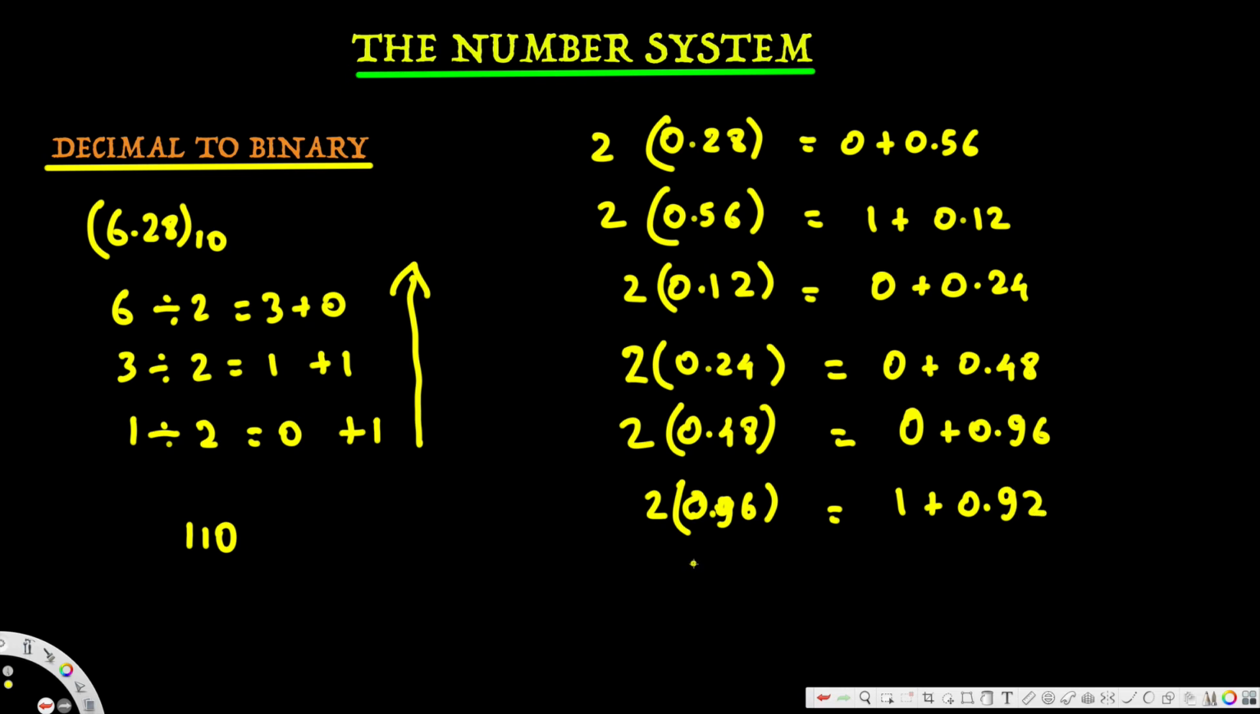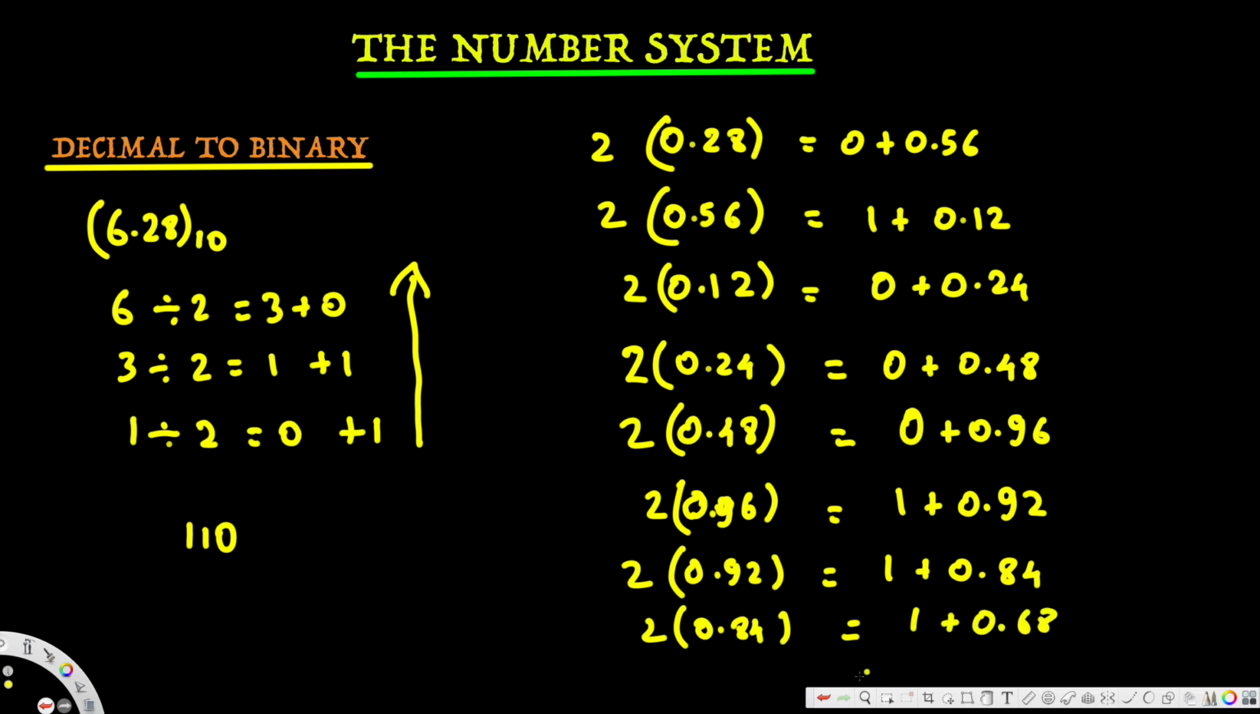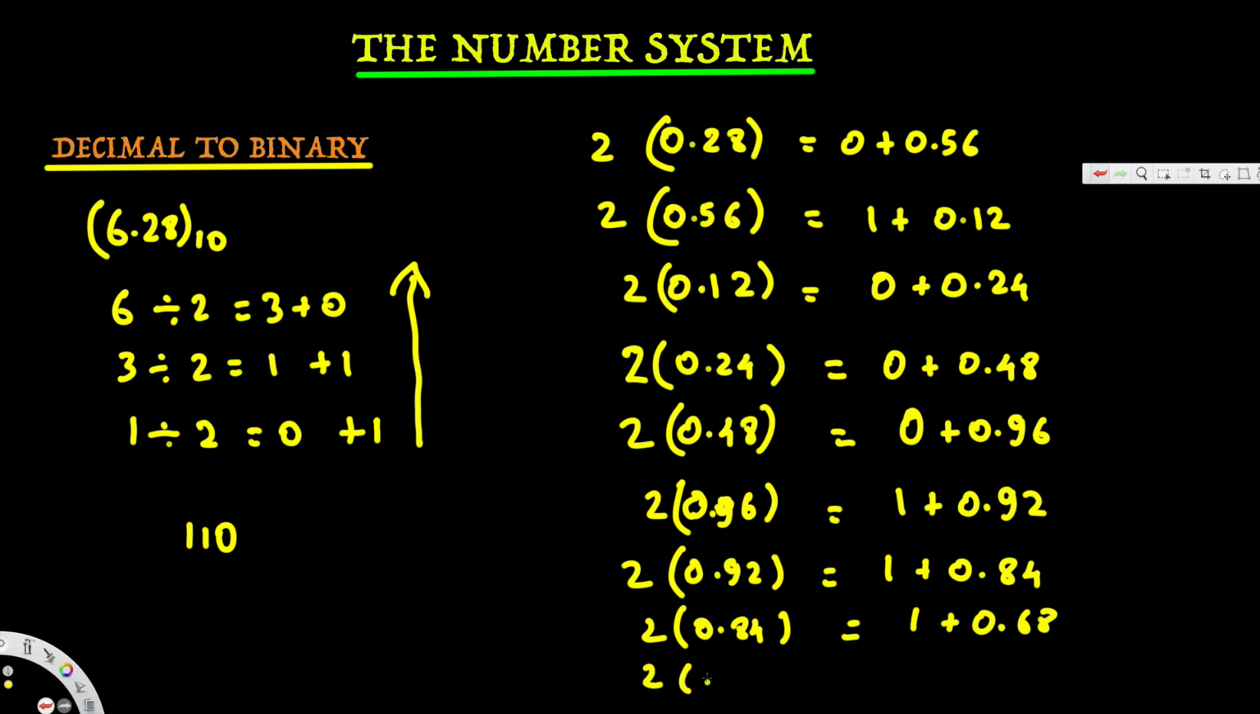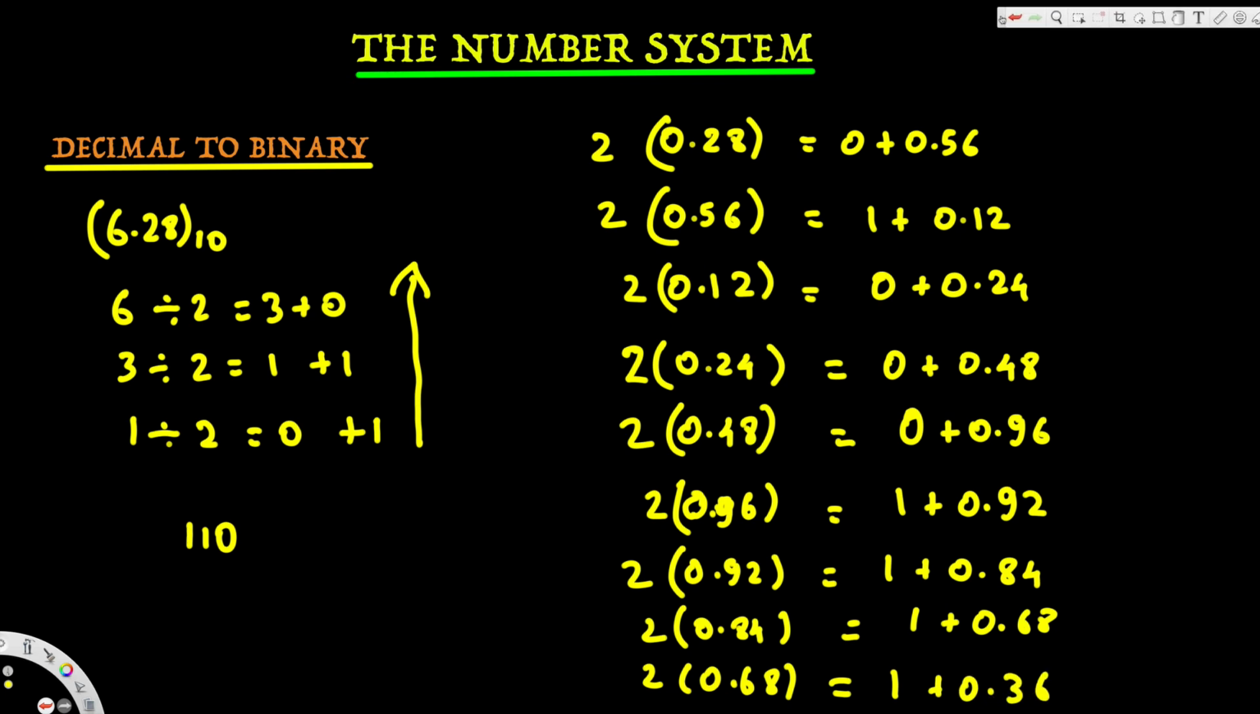And then we take 0.92 and multiply that by 2, and that gives us 1 plus 0.84. Then we take 0.84 and multiply by 2, and that gives us 1 plus 0.68. And then 2 times 0.68 gives us 1 plus 0.36. And you can see this one will keep going on and on and on.